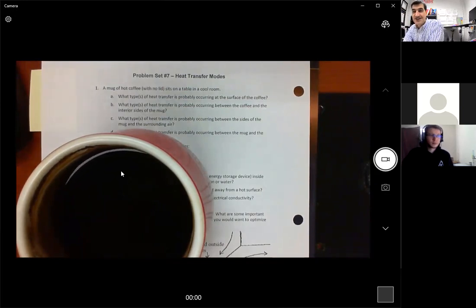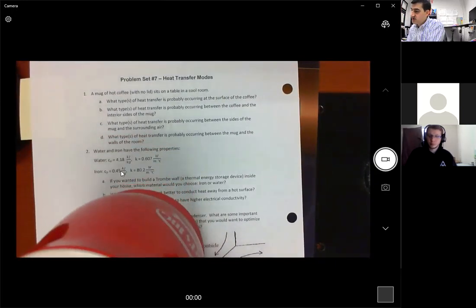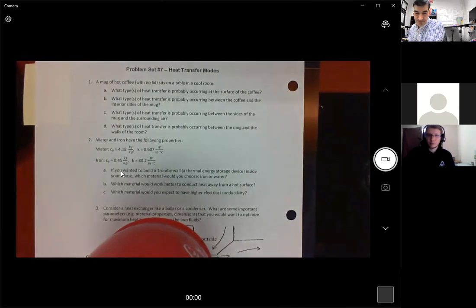Probably convection, specifically natural convection, because the hot coffee is warming up the air directly above it, and then that air becomes less dense and it rises, and then cold air fills in that gap, the void where it was, and then it just forms this complete loop. So natural or free convection is the best answer to part A.